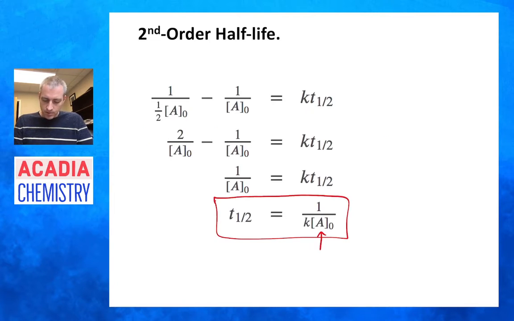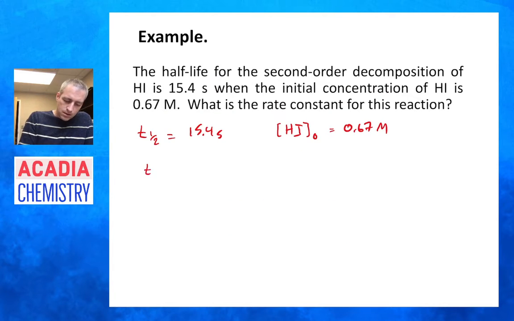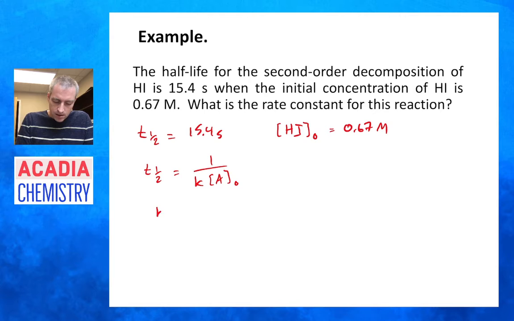Well, this isn't actually too bad. If you look at our equation for the half-life from our previous slide, t1/2 equals 1 over k times our initial concentration of A, and we can rearrange this to say k equals 1 over t1/2 times A naught. And that equals 1 over 15.4 seconds times our concentration, which is 0.67 molar.